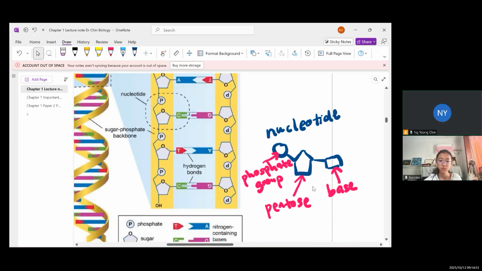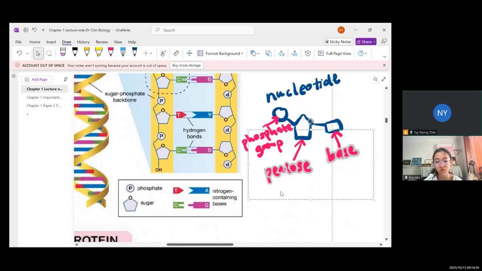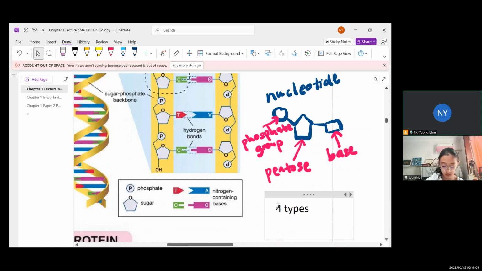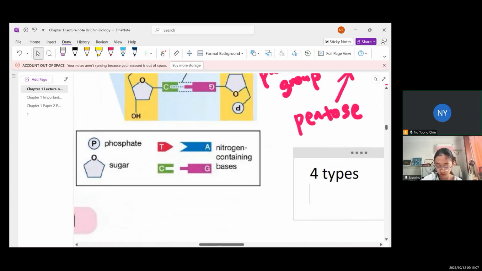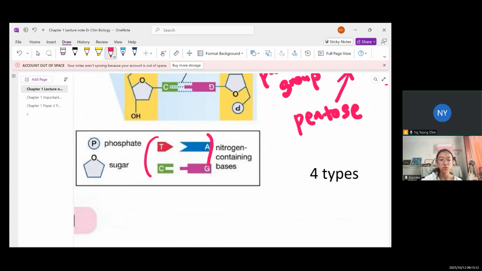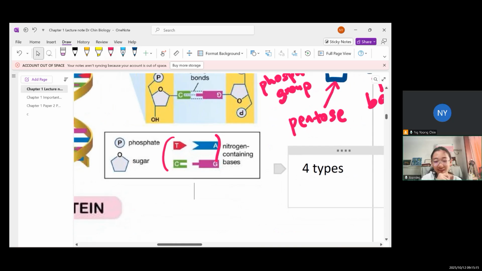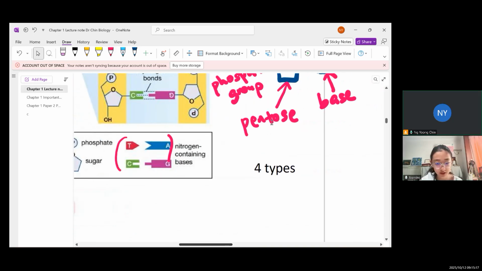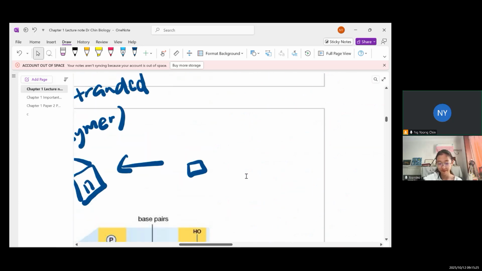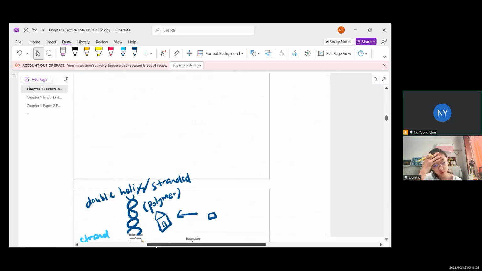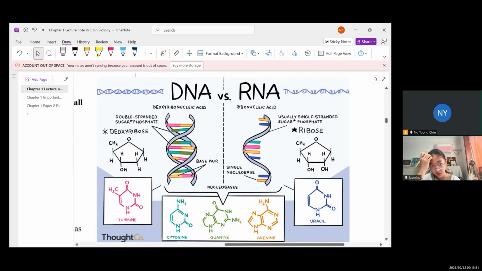We call it the sequence of the base because the base inside the DNA consists of 4 types. There are 4 types of base inside the DNA. You can see this: A to T, C to G. Have you seen this before? No. Okay, so today you learn it. ATCG refers to the nucleotide bases in the DNA. Let me show you the actual structure, which looks something like this.